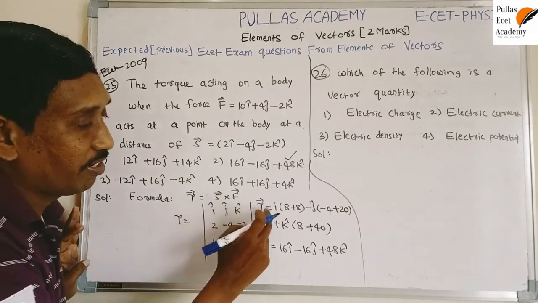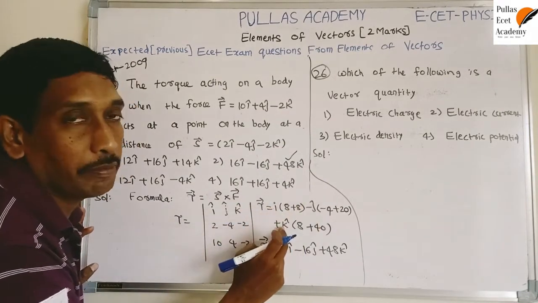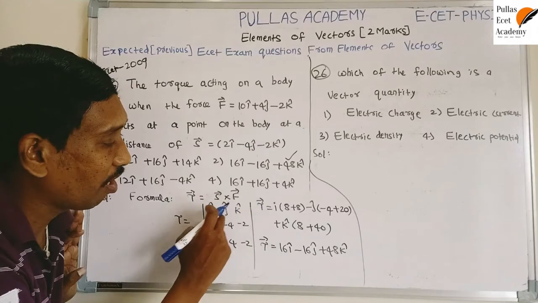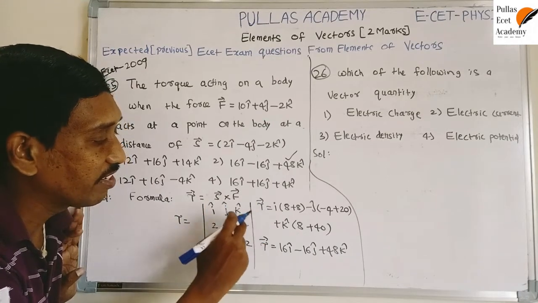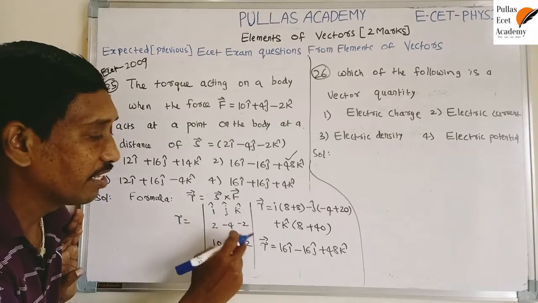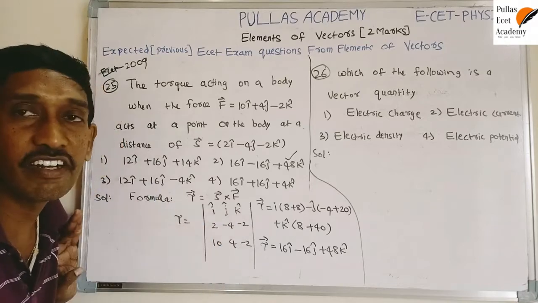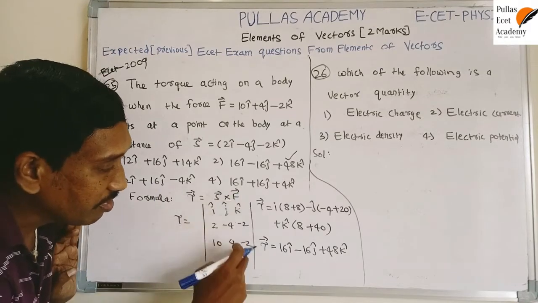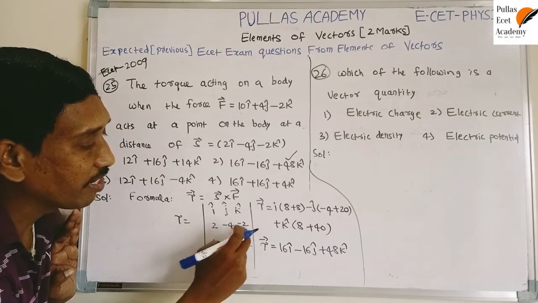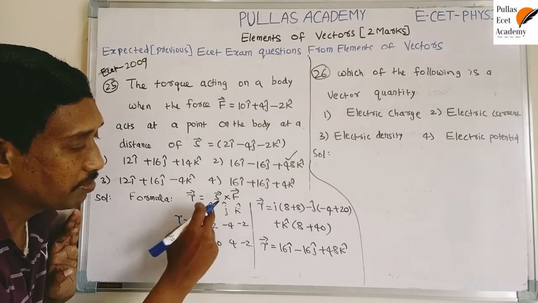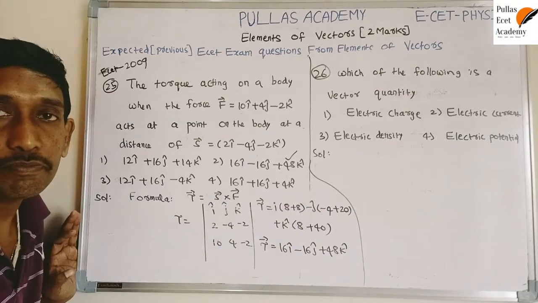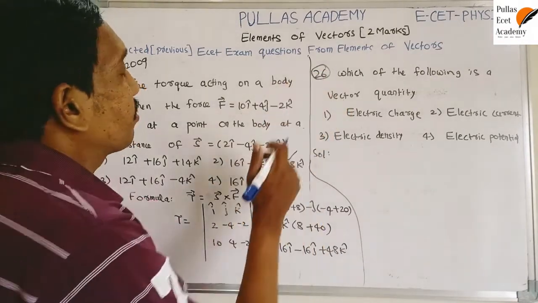The procedure is: first find the i cap terms, j cap terms, and k cap terms. If you want the i cap term, take the determinant of these 4 letters. Remove this column and row, and the remaining 4 elements are A, B, C, D. In these elements, AD minus BC gives the determinant value. If you want the j cap term, remove this column and row, then take A, B, C, D, AD minus BC. Next, for the k cap term, take A, B, C, D, that means AD minus BC. This is the process.